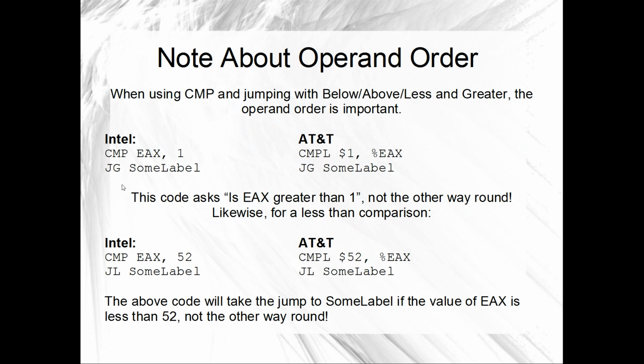A little note about operand order. This is what I was saying before. So cmp EAX, 1, jump if greater to some label. That's going to jump if EAX is greater than 1, not the other way around. Do be careful. You've got to get that right, obviously. And AT&T is the other way around. So cmpl, long, and $1, an immediate value 1, and %EAX. That's going to jump if EAX is greater than 1, not the other way around.